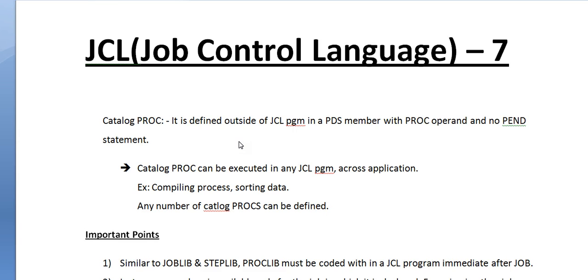An in-stream proc is part of the existing job and is specific to that job, whereas a catalog proc is coded in a common area where multiple jobs can access it. Okay, let's look into more details.